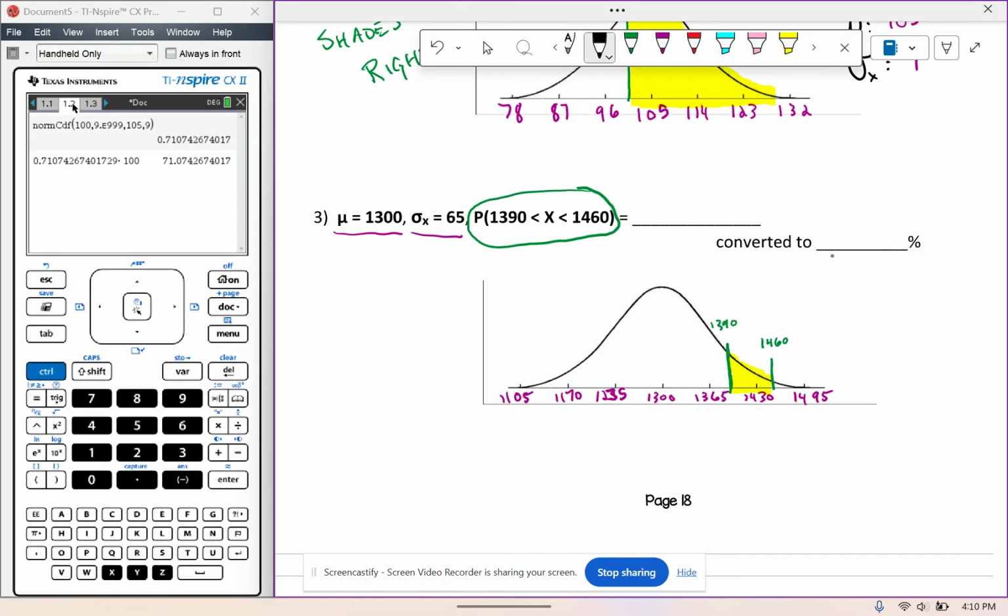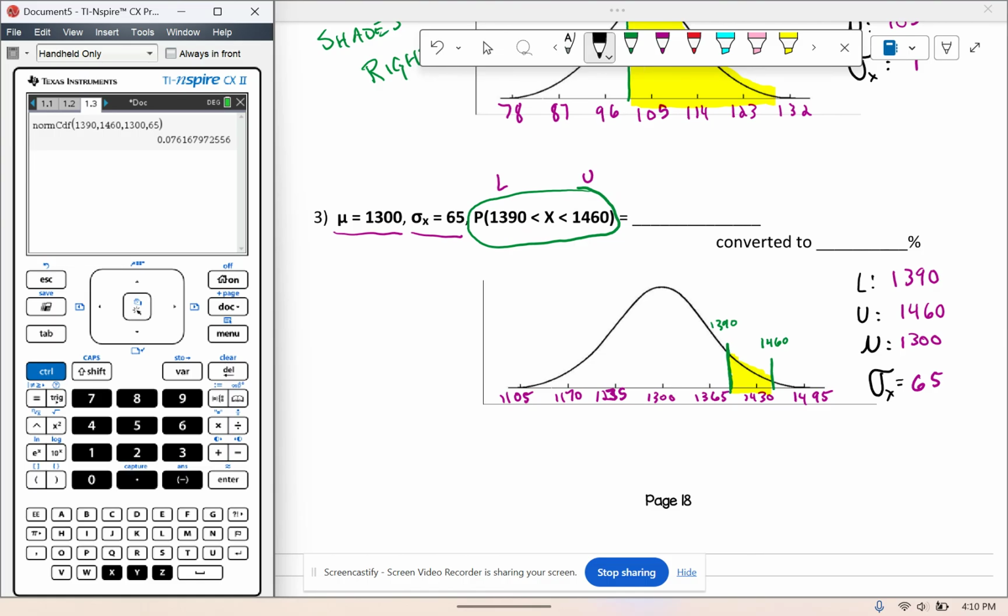When I put that in, I have my lower, my upper, my mean, my standard deviation. My lowest is 1390. My upper is 1460. My mean is 1300. And my standard deviation is 65. Again, feel free to look at my calculator, but I already put it in with menu 652.